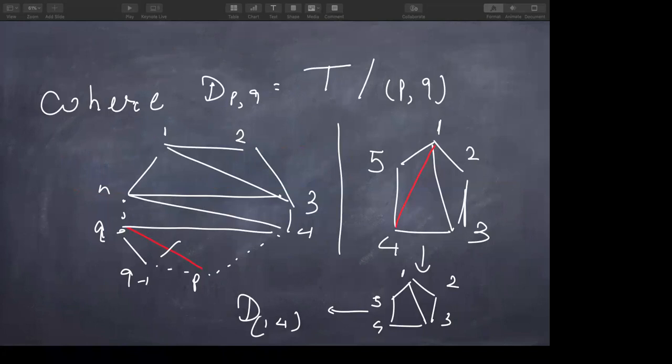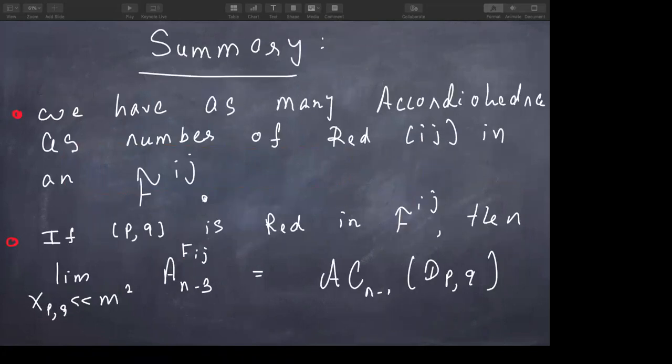Okay, maybe I should just stop here. So this is the main result, the last bullet point, that at least we have some understanding of how to obtain these Accordiohedra, which are maybe not as nice, from associahedra.